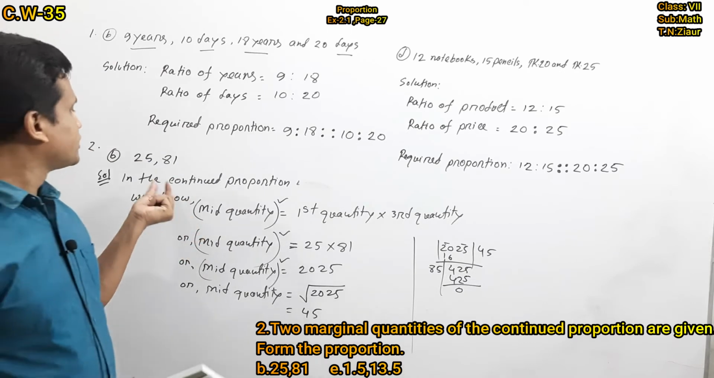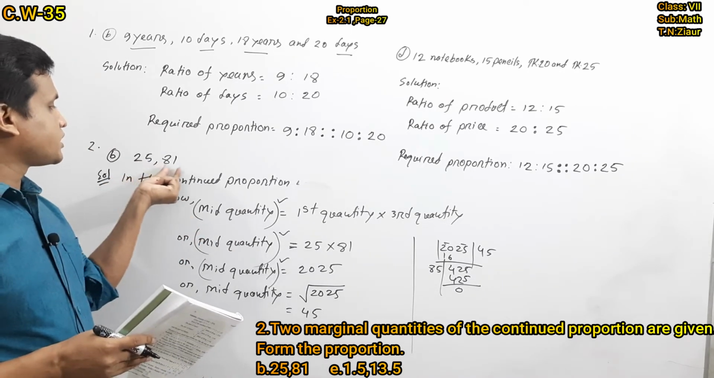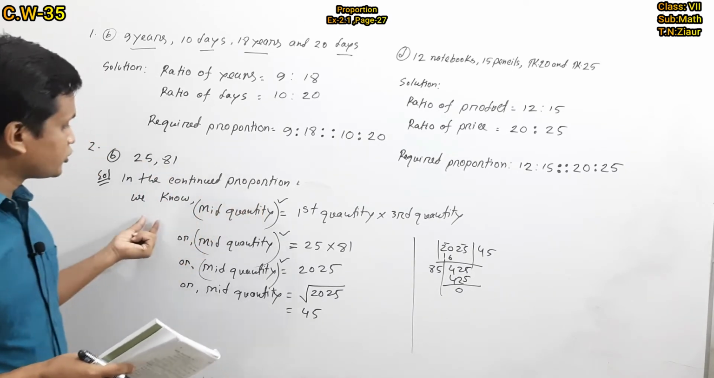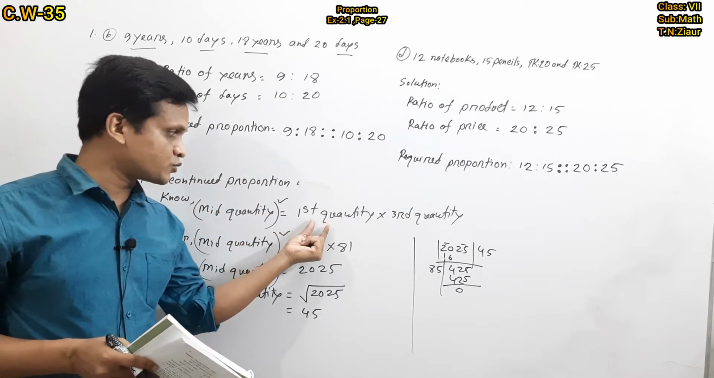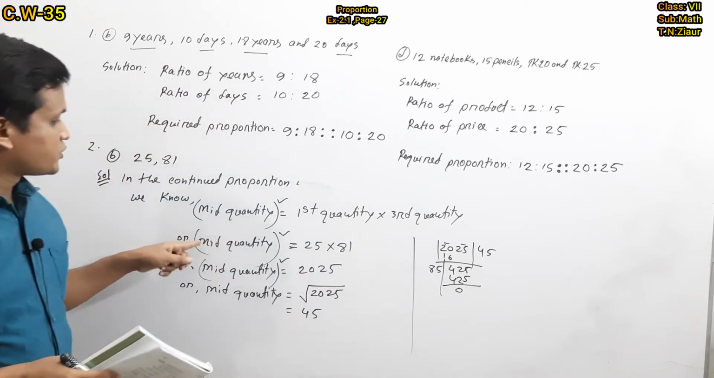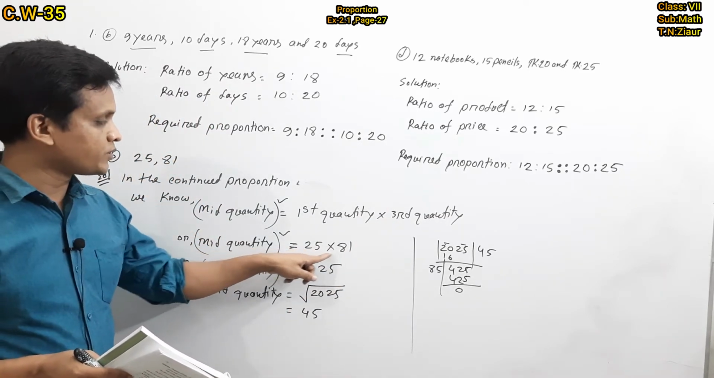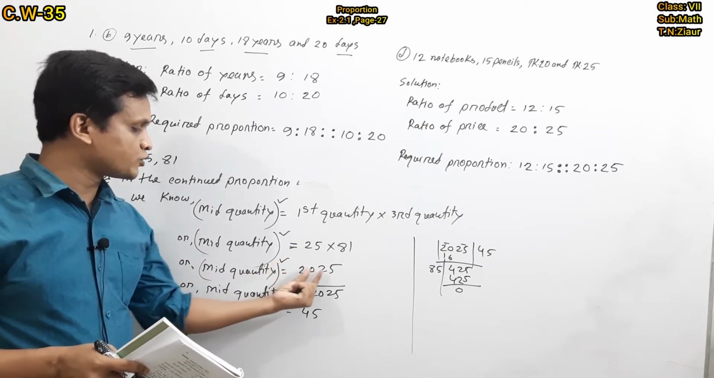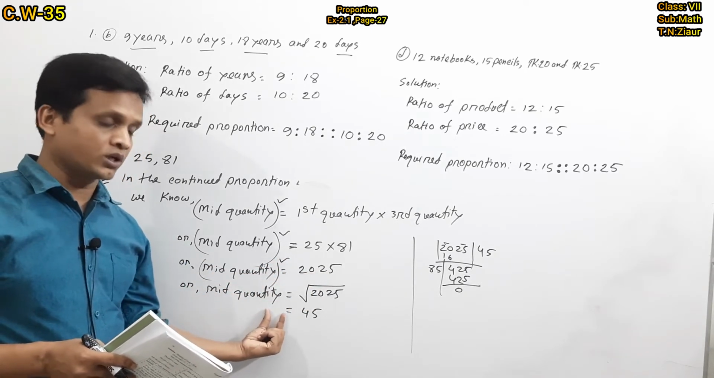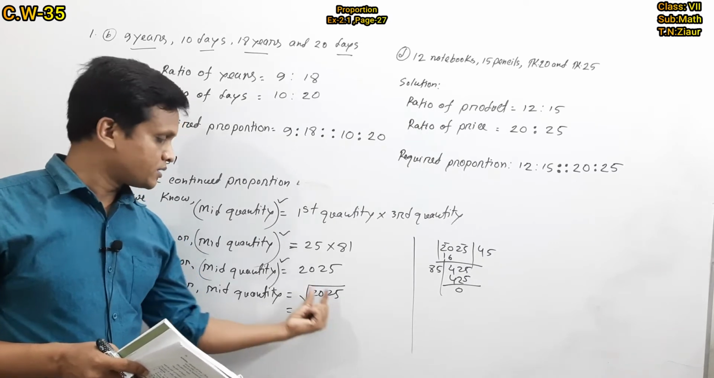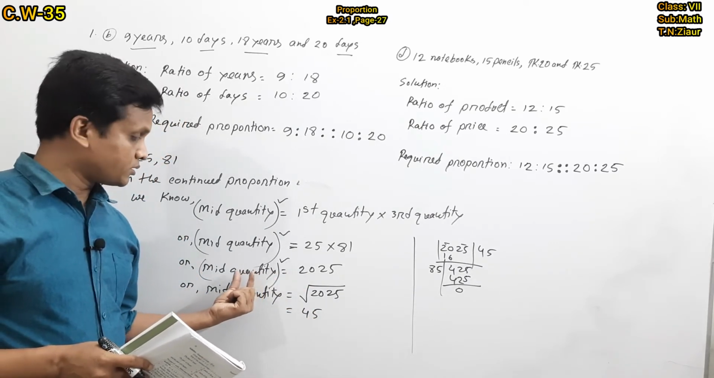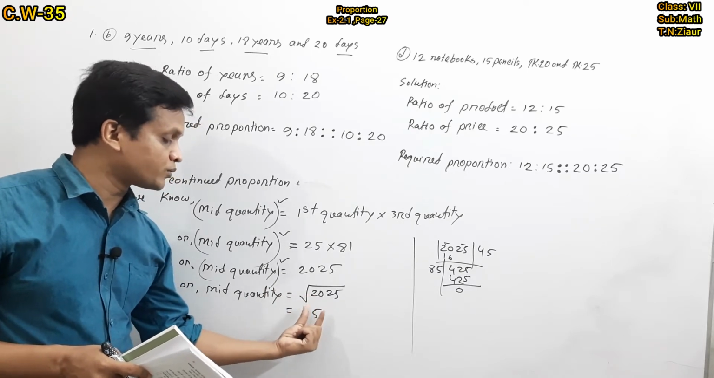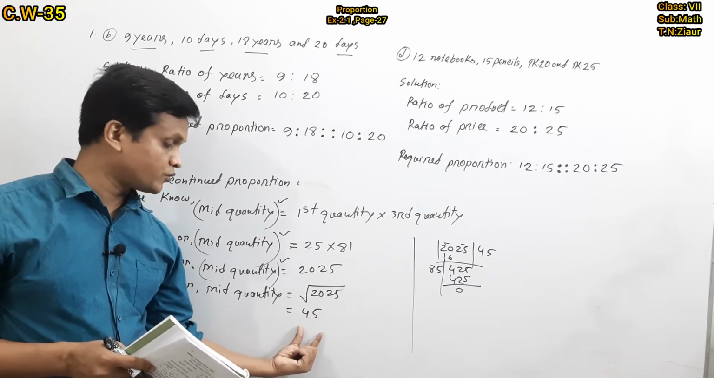Have you understood this one? So when these are the marginal quantities, this one is first, this one is third. So in the continued proportion we know the formula, mid quantity square is equal to first quantity into third quantity. So just multiply 25 into 81, 2025, you will get mid quantity square equal to this one. So mid quantity is equal to root over 2025, giving the square root on both sides. Then if we find the square root of 2025, you will get 45.